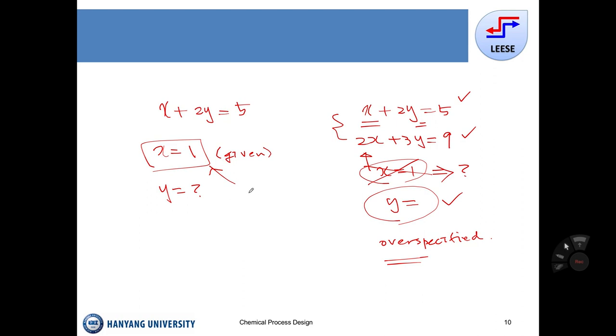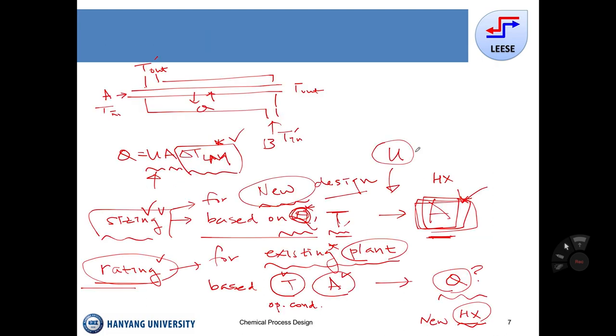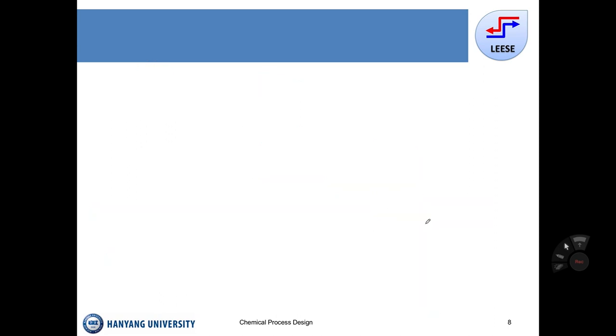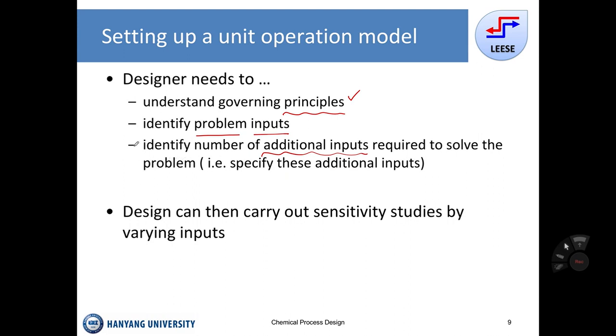So that is the so-called specifications in the process modeling. So if this is given, or this is specified, then that is additional input in order to calculate A. Okay? So we need to provide the input. If not enough, then we have to give additional input. Okay? So design can then be done through the sensitivity study by varying input.